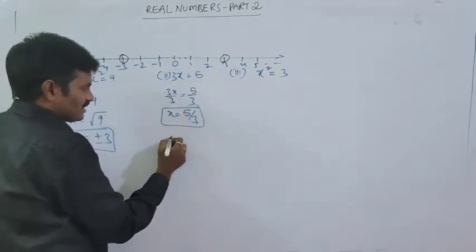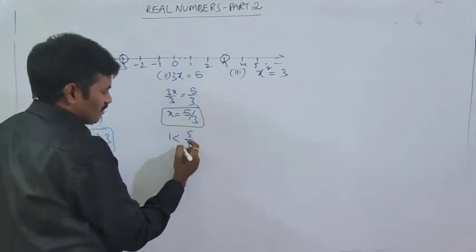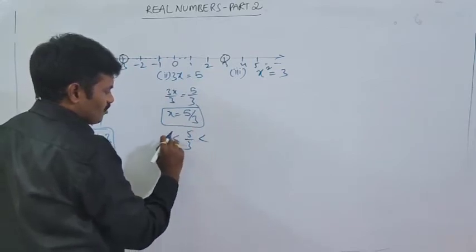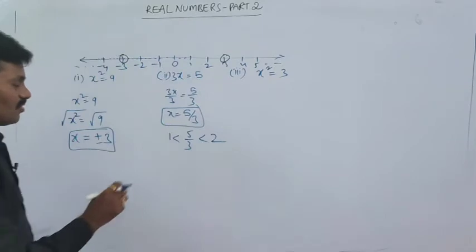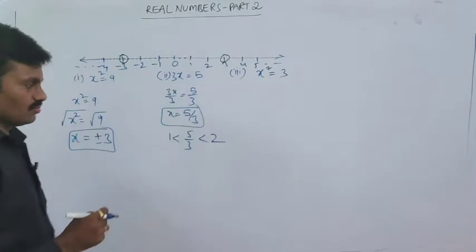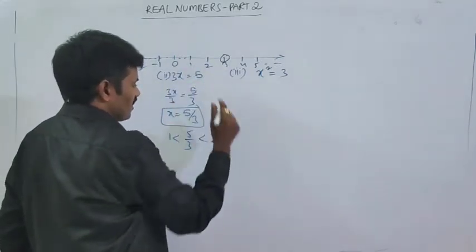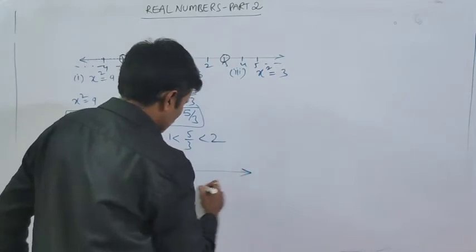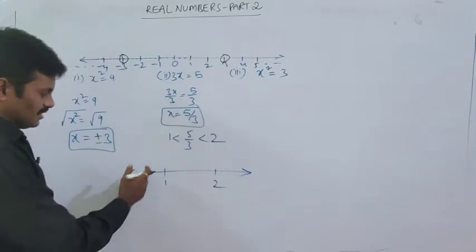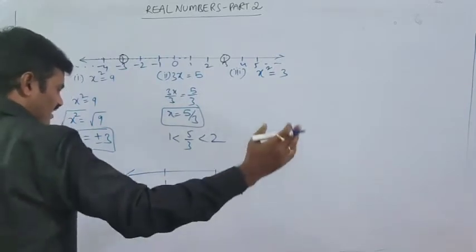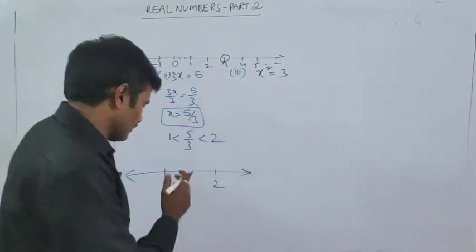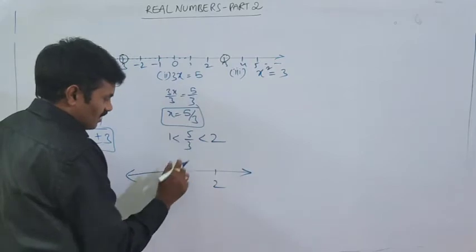How? See, 5 by 3 is more than 1. It is an improper fraction. The value of 5 by 3 is more than 1 and less than 2. So we have to represent the value of 5 by 3 on the number line between 1 and 2. For my convenience I am taking only 1 and 2 on the number line. Of course it extends endlessly on either side.